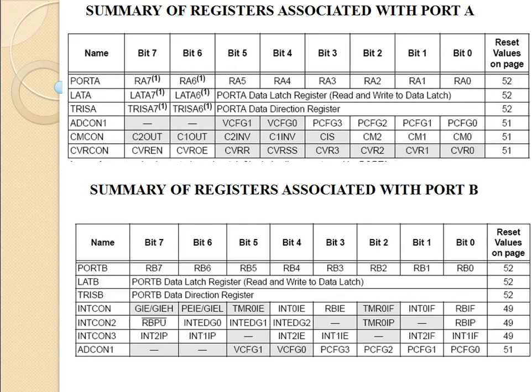So this is just a brief description of the registers we need to deal with while working with ports A and B. Ports C, D and E are quite similar to ports A and B and have the same functionalities. So that's all for this part.